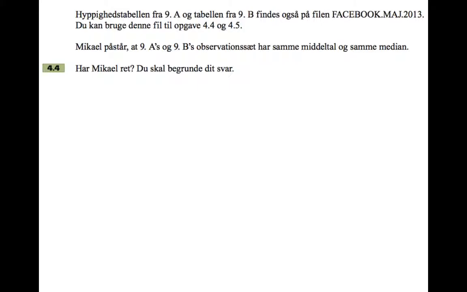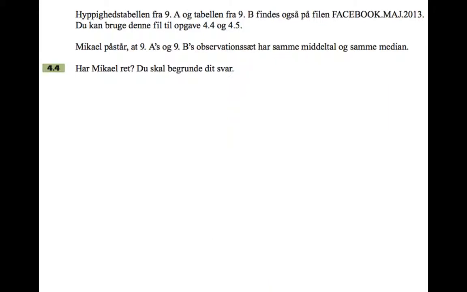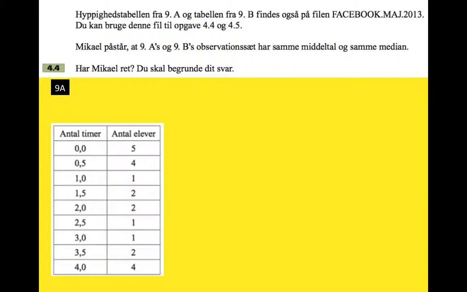Mikkel claims that 9A and 9B's dataset have the same middle tail. That's also known as gennemsnit. It's the one where you add them all up and divide by how many there are. And the same median. Is Mikkel right? Justify your answer. So you might want to use my handy median finder to find the median for this. But let's have a look at this.